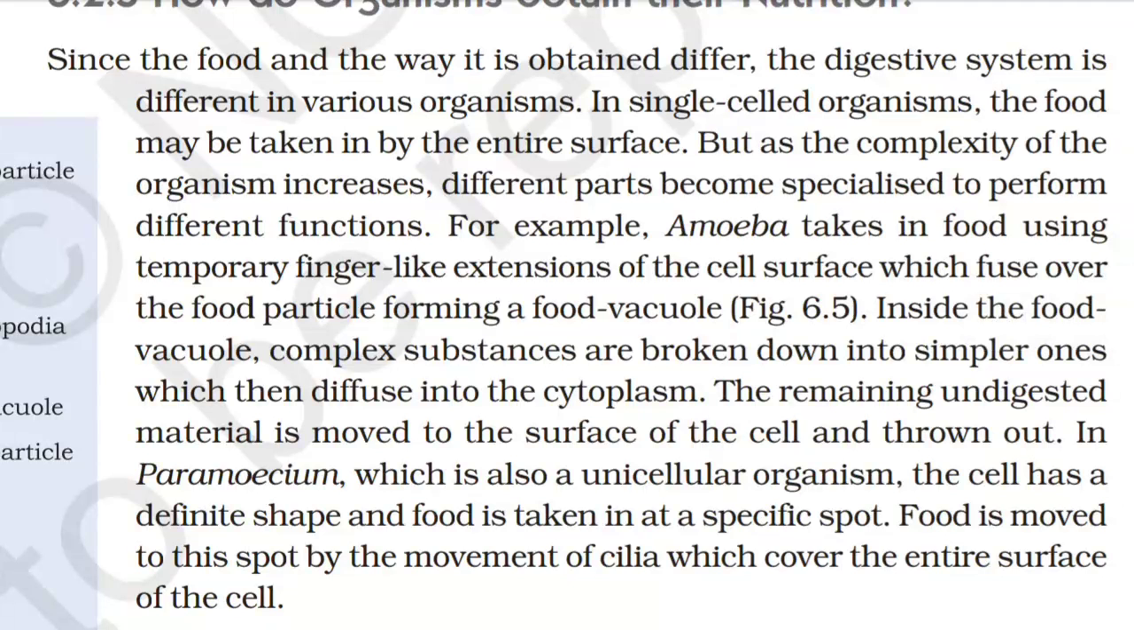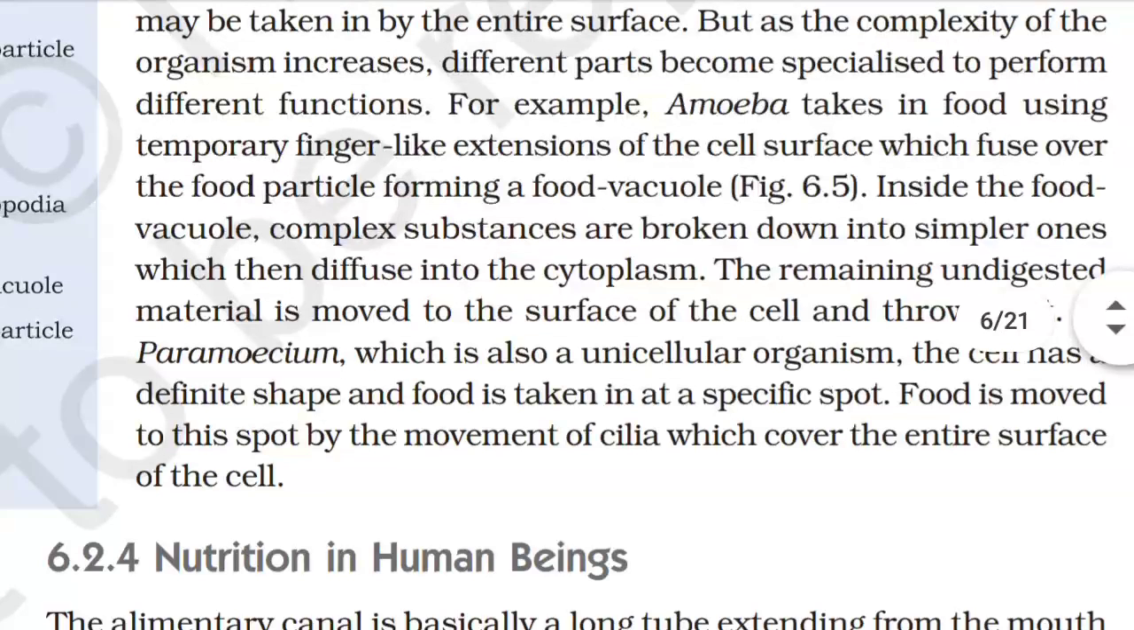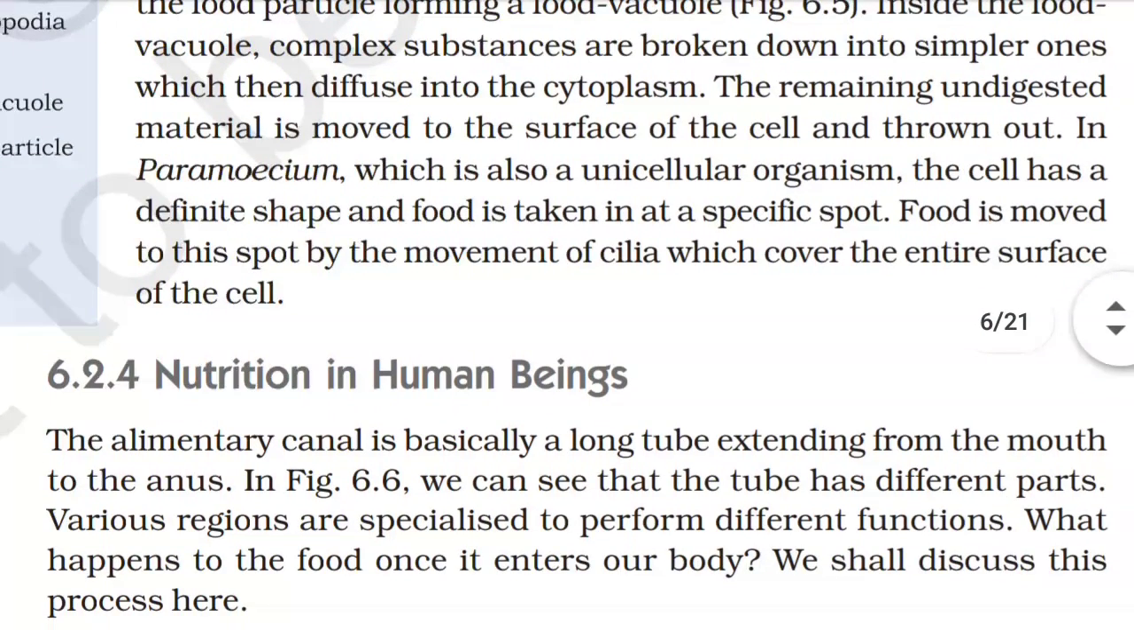In single-celled organisms, the food may be taken in by the entire surface. But as the complexity of the organism increases, different parts become specialized to perform different functions. For example, amoeba takes in food using temporary finger-like extensions of the cell surface which fuse over the food particle, forming a food vacuole. Inside the food vacuole, complex substances are broken down into simpler ones which then diffuse into the cytoplasm. The remaining undigested material is moved to the surface of the cell and thrown out.